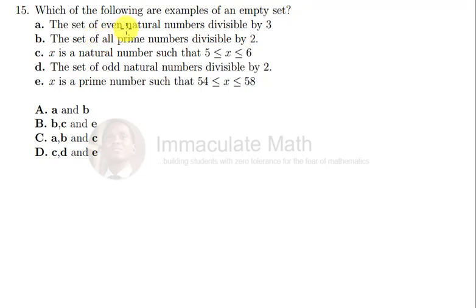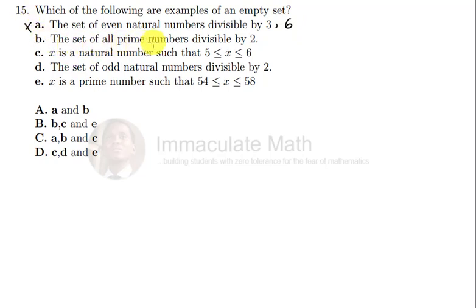They said the set of even natural numbers divisible by 3. I'm trying to see if I can create a set with this condition: even natural numbers divisible by 3. I think 6 is part of them because 6 is an even natural number which is divisible by 3. So at least I have one element, so this cannot be an empty set.